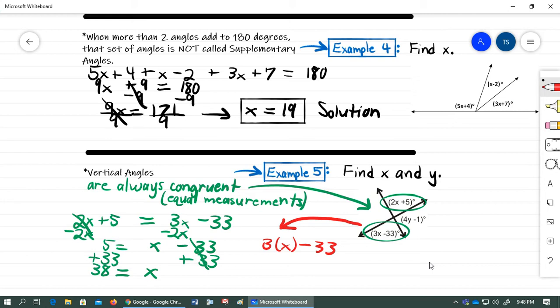That is something that we can do. We can plug in the value of x here. 3 times 38 gives us 114. 114 minus 33 gives us 81. We plug that in. 81.